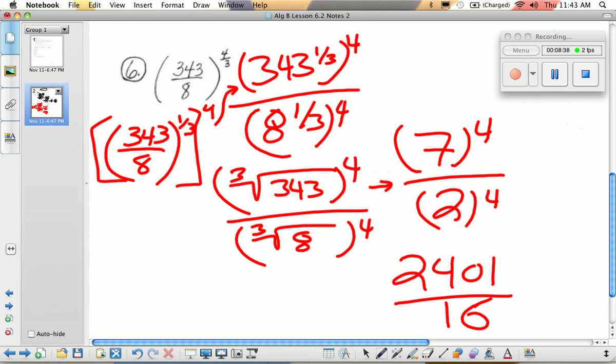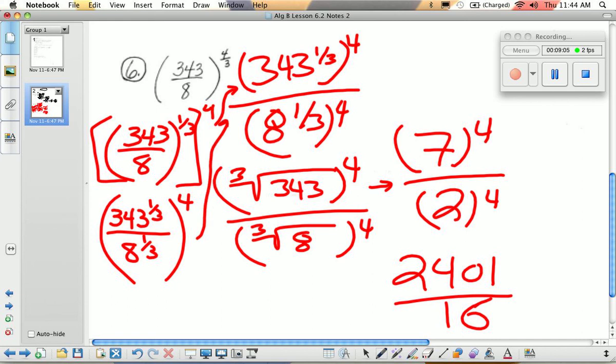Okay. So then she broke it up and gave the numerator and the denominator their own power of 1/3 and 4 at the same time also. So she kind of skipped that step too. Instead of giving the 343 the 1/3 power and the 8 the 1/3 power, and then giving the 4th power, she went to that. So she really skipped a couple of them before she got to here. She combined them into one step.